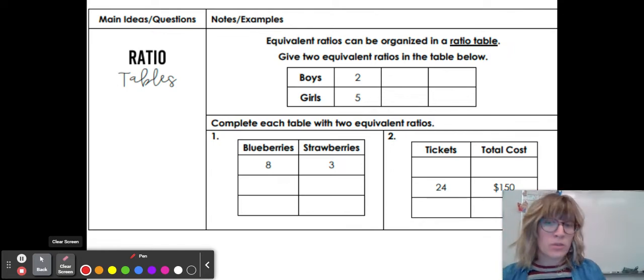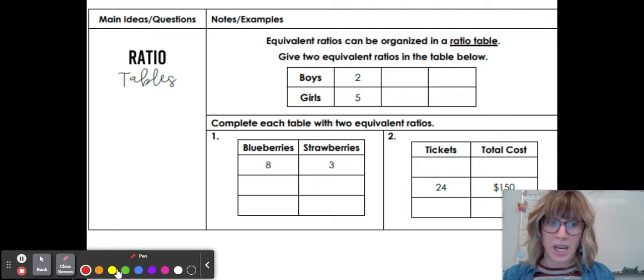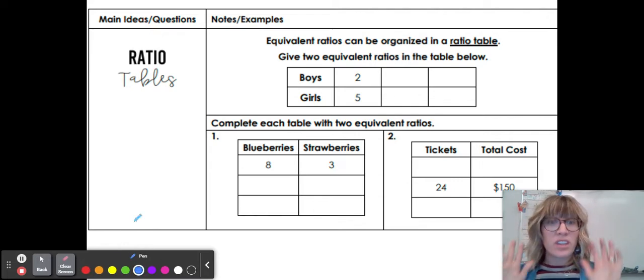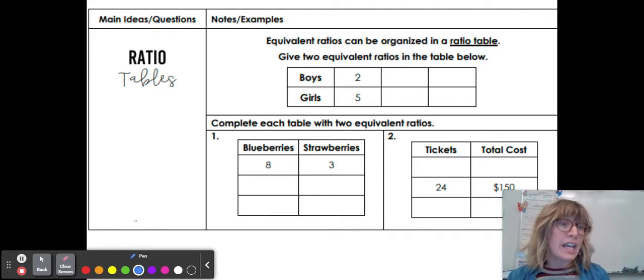So you can use a tool called a ratio table that can just sort of keep your data nice and tidy for you. So in this case, you'll see here that equivalent ratios can be organized in a ratio table. Given two equivalent ratios in the table, we have some data in the top or the numerator portion of our fraction. If you think of this like a fraction bar, we have boys, and in the bottom, or the denominator spot, we have girls.